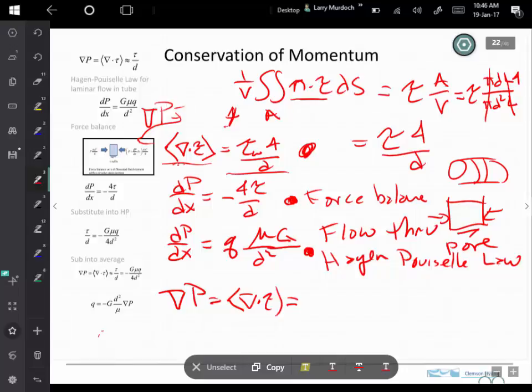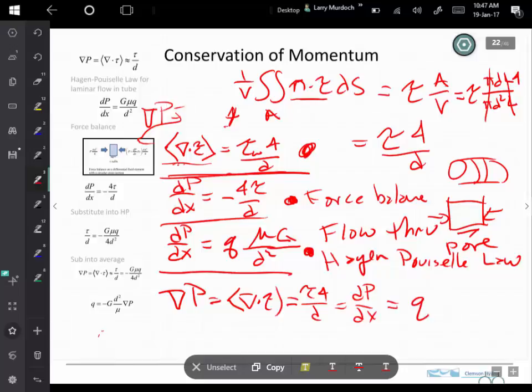and that equals, right here, tau 4 over d, and from this, that equals dp dx, and from that it equals q mu, g is a geometric factor, d squared. Okay? So that's stringing all of these different steps together. We good? We've got one more step. So this is what I'm after, Q.